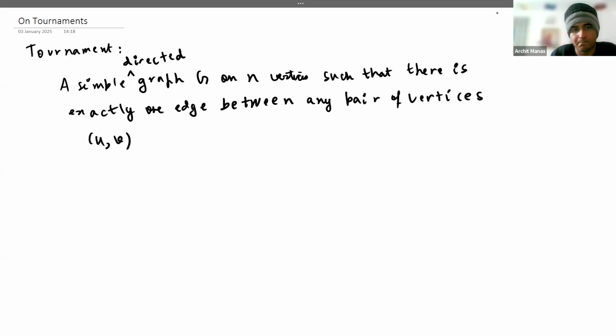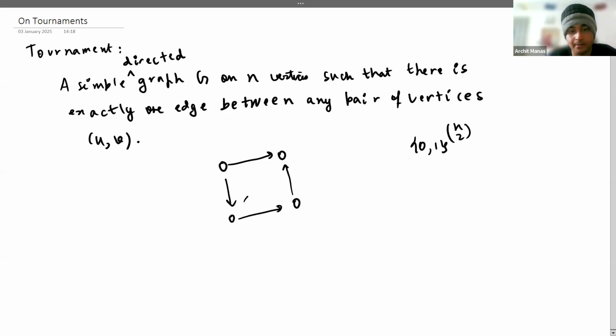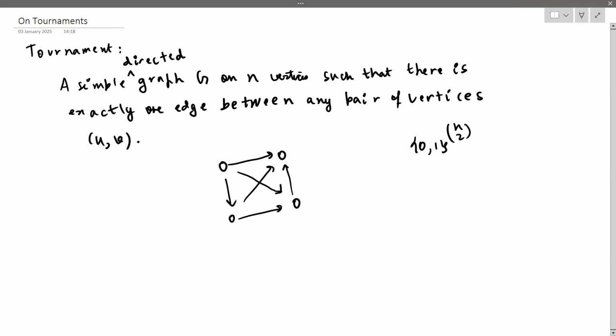vertices u, v. So what that means is, for example, if I'm looking at a tournament of size 4, then I have 4 vertices. And between any two of these, there's going to be exactly one edge. And of course, the way these edges are oriented, that's what's going to determine the tournament. So you could also see tournaments as elements of {0,1}^(n choose 2), 1 bit denoting what direction you have for each possible pair. So then it's basically just a complete directed graph.